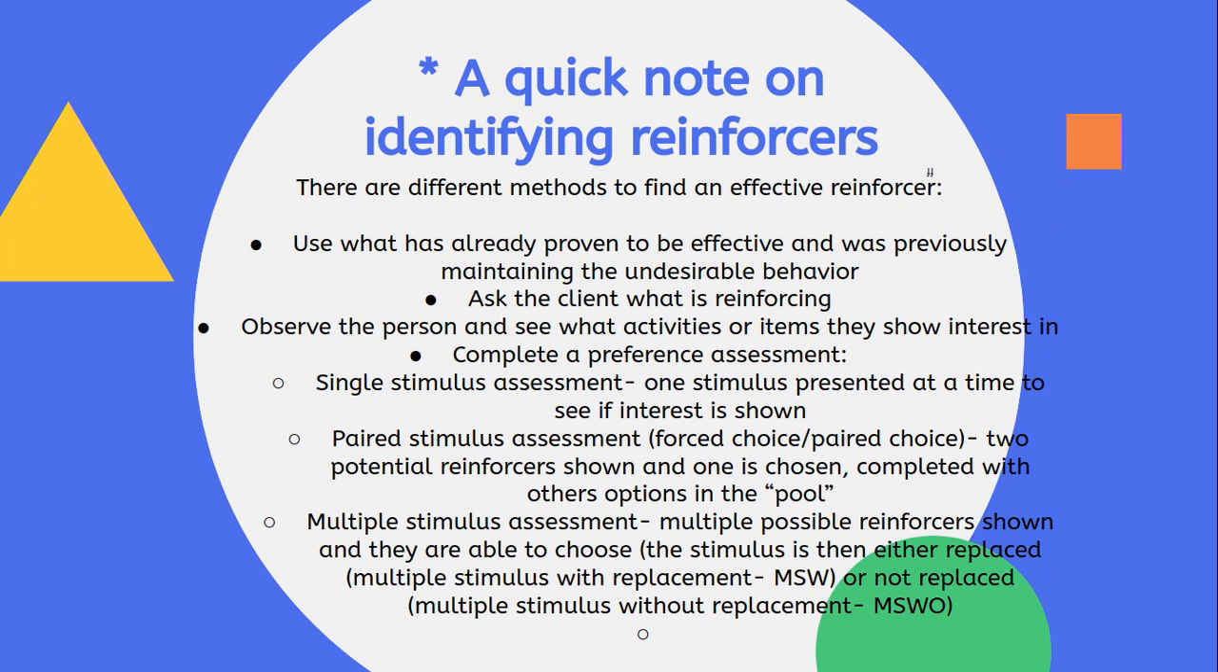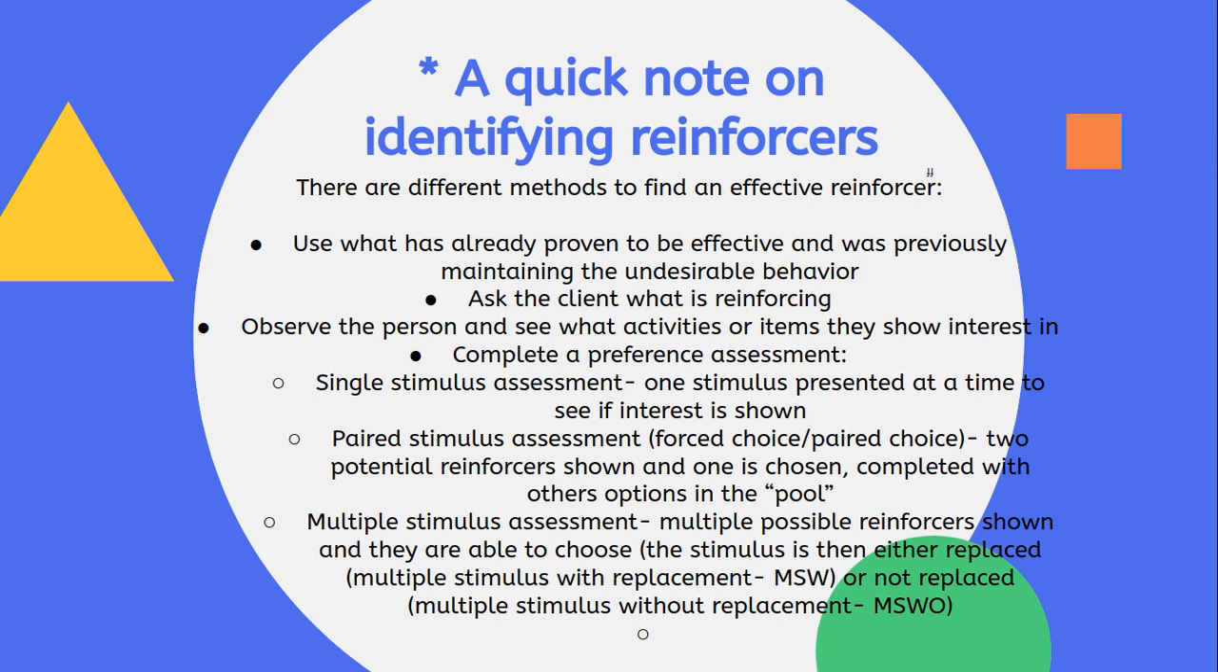There are a few different ways to do this. One of these ways is the single stimulus assessment. In this case, one stimulus is presented at a time to see if interest is shown. There's also a paired stimulus assessment, also known as forced choice or paired choice. This is when two potential reinforcers are shown and one of these reinforcers is chosen. Then whatever item is chosen is completed with another item until all of the potential reinforcers from a given pool have been tested.